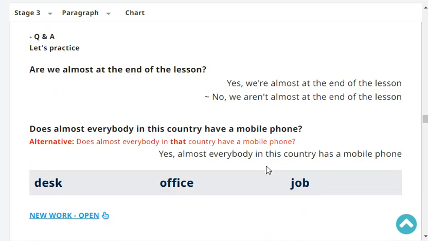Okay, are we almost at the end of the lesson? Yes or no? No, we aren't. We are almost at the end of the lesson.